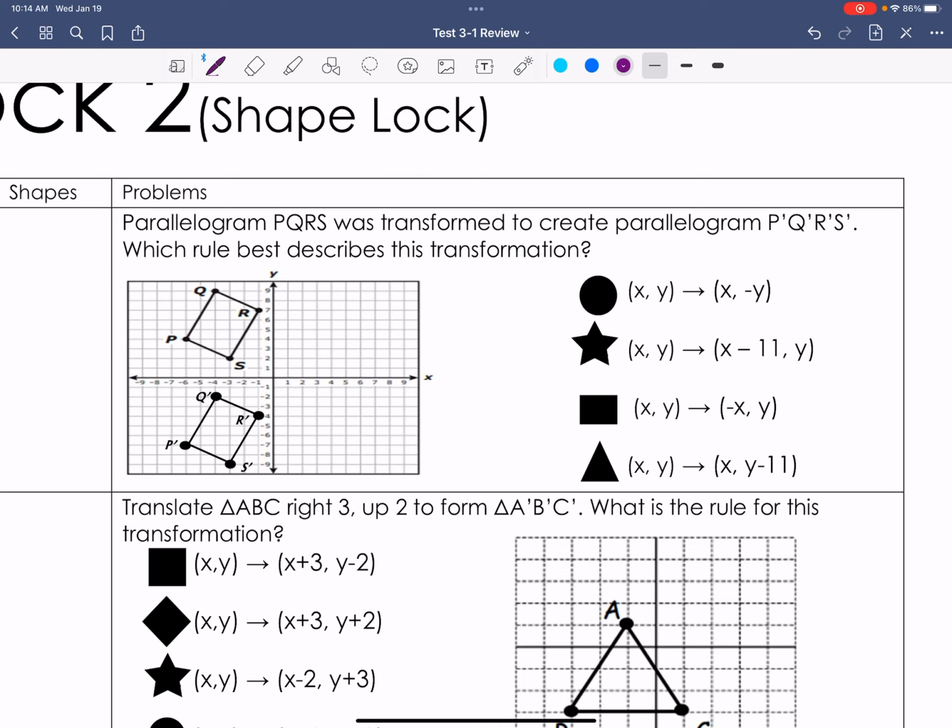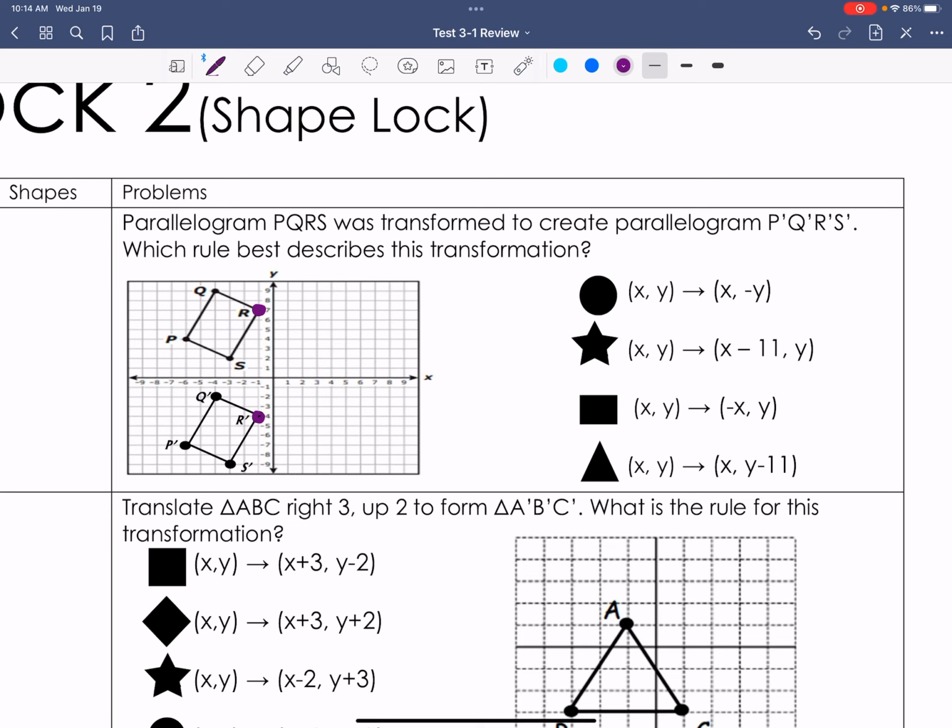So remember our transformations, we have dilations, translations, reflections, and rotations. So here I can see that this is going to be a translation because I see everything has slid down. So if this is a translation, I need to determine which point I want to look at. In this case, I'm going to go ahead and look at R. And since I'm looking at R, I'm going to look at R prime. You no longer need to look at P, Q, or S.